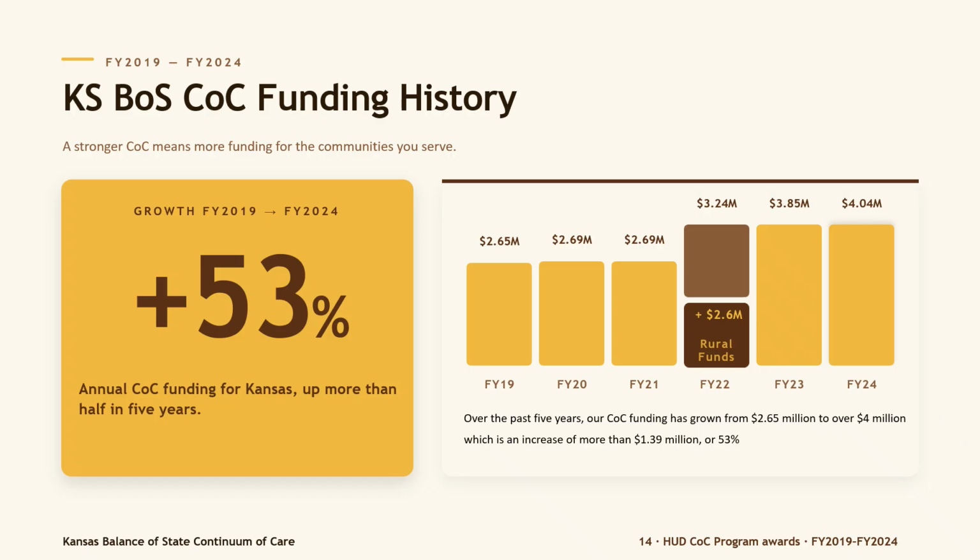And that growth doesn't happen by accident. It happens because the COC has engaged members, well-performing projects, stronger system performance data, and a collaborative application that tells the story of Kansas honestly and well. A stronger COC means more funding for the communities it serves.